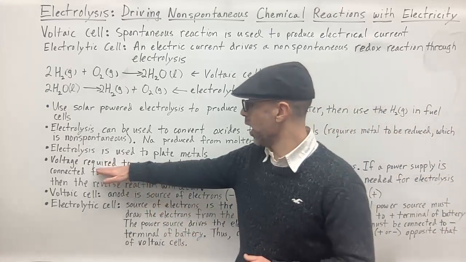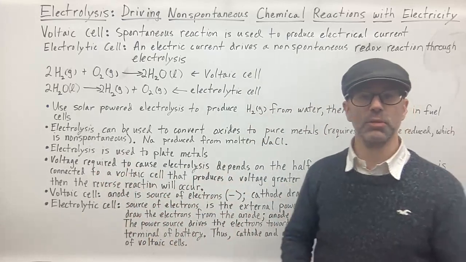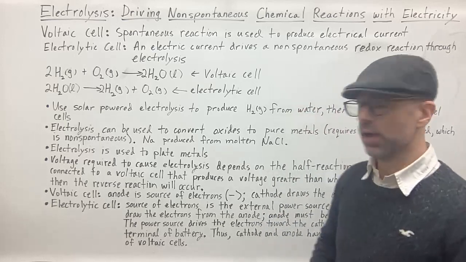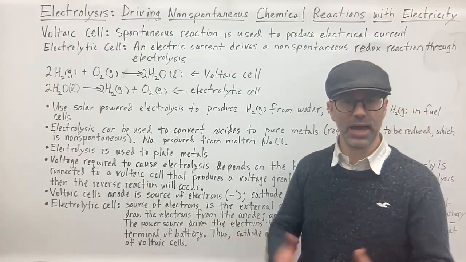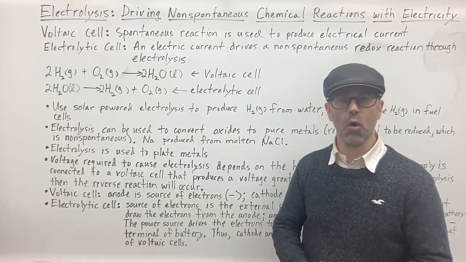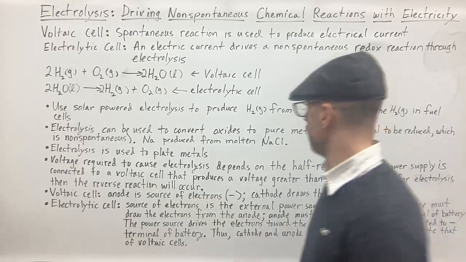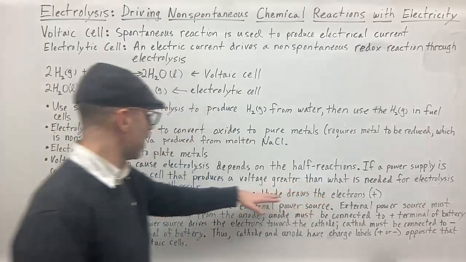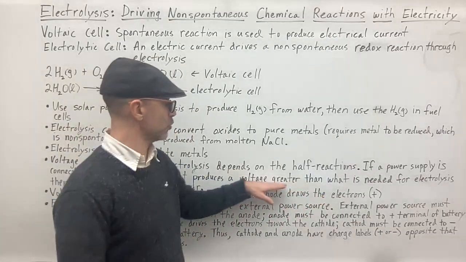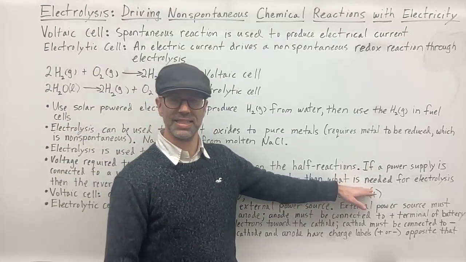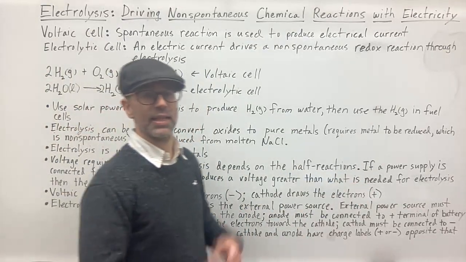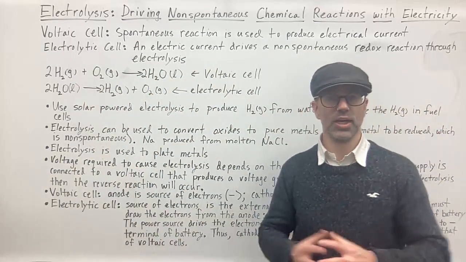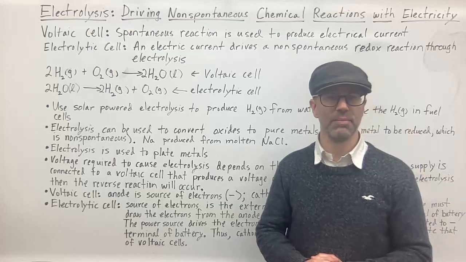The voltage required to cause electrolysis is going to depend on what half reactions you have going on. And so, as we saw before, the half reactions, when you add them together, are going to give you some overall cell potential. If you provide the voltage from a battery that's greater than that cell potential needed for the electrolysis, then the electrolysis will occur. And so you can get that to occur by hooking up enough voltage from an outside battery.